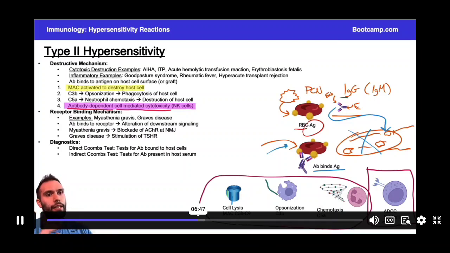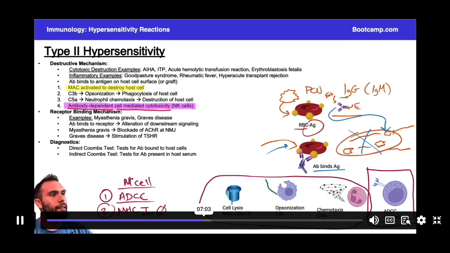So the two big things to remember for natural killer cells are that they're going to target cells through antibody-dependent cell cytotoxicity, and then also they're out there searching for MHC1. And if they find a cell that doesn't have it, then they're going to destroy it. Okay, so those are the big things.